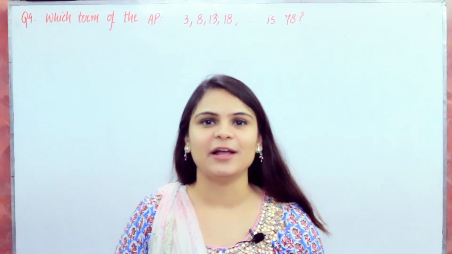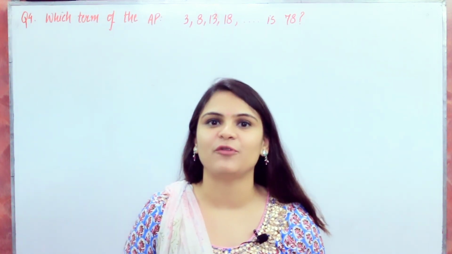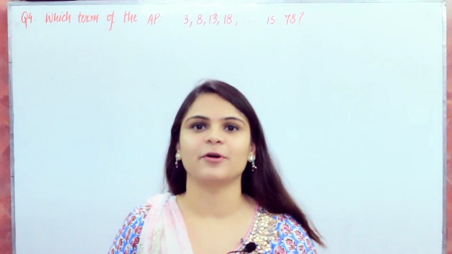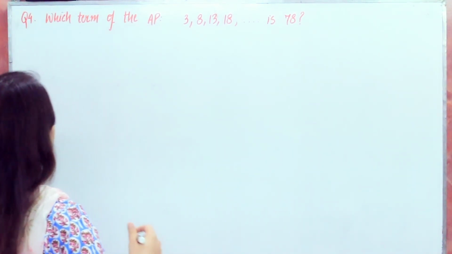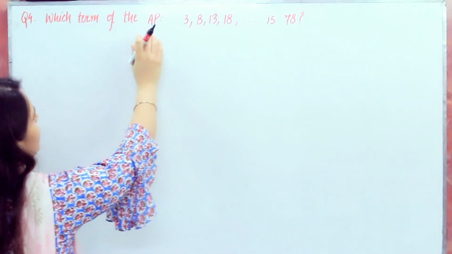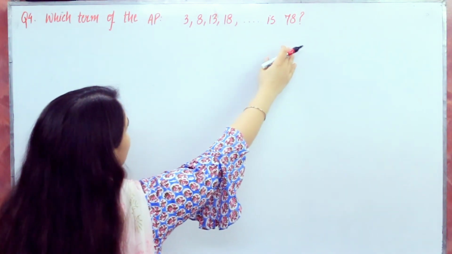In this video, I'll solve question number 4, 5, 6 and 7 of exercise 5.2 arithmetic progression. So now we will solve our question number 4 from this exercise. Which term of the AP 3, 8, 13, 18 is 78?